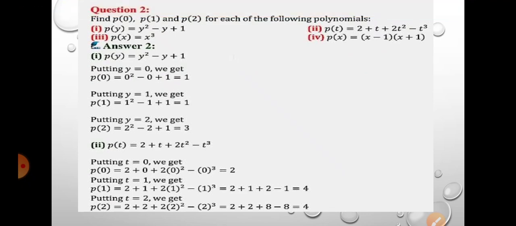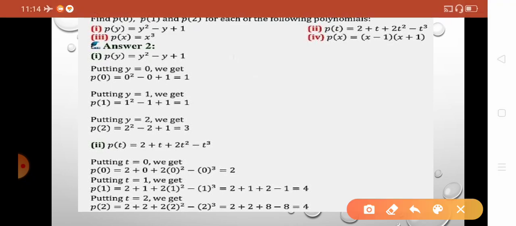Second question. Find p of 0, p of 1 and p of 2 for each of the following polynomials. That means in the given polynomial you have to put the value of the variable as 0, 1 and 2. So the first one is p of y is equal to y square minus y plus 1. We have y square minus y plus 1.